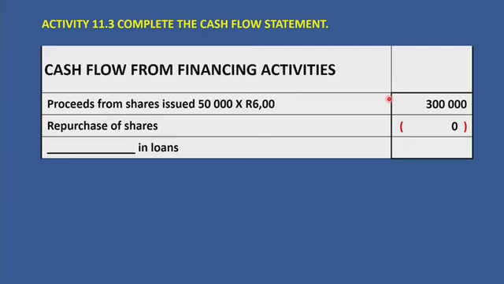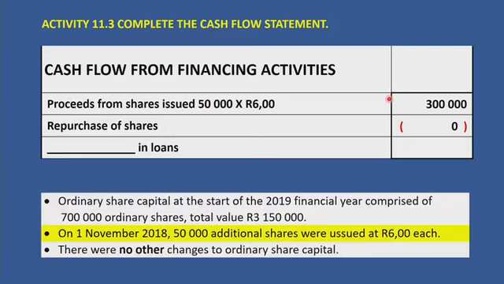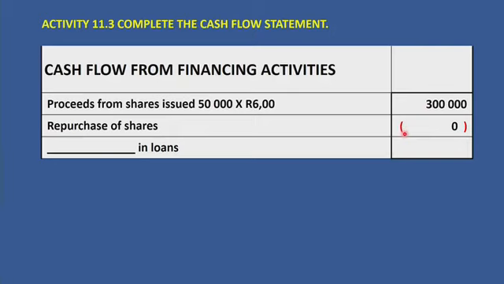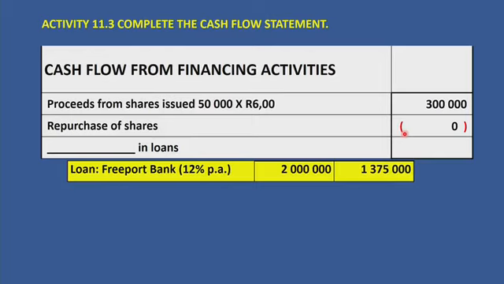Financing activities, let's have a look. It says here, in the info, 1 November, new shares issued. That's easy, money in. But repurchase, which didn't happen in this example, should always get a bracket. Then I just need to show you the loan information, very easy.